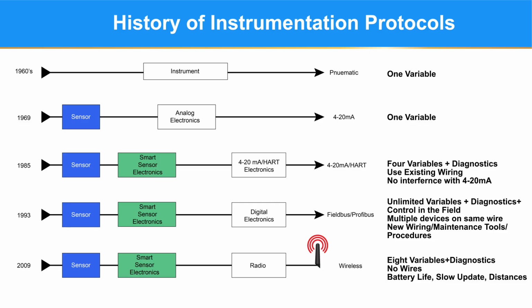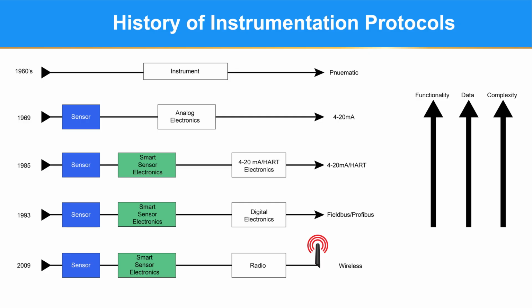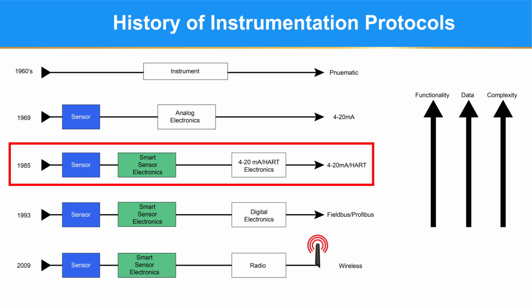What to do? In summary, the method of getting the measurement out of the instrumentation over the years has allowed an increase of functionality of the instrumentation: more sensors, more variables, more calculated variables, and advanced diagnostics. But the complexity has led most users to stay with the simplicity of 4 to 20 milliamps with HART.